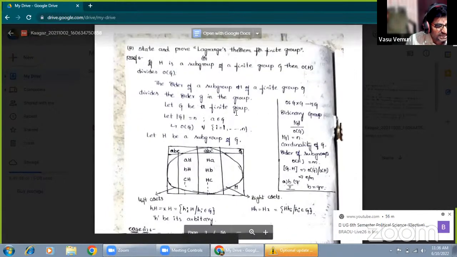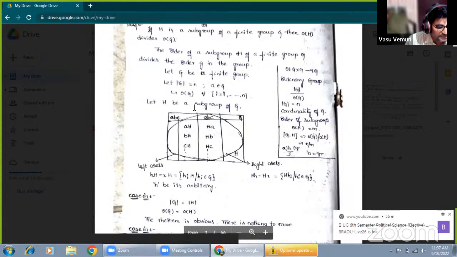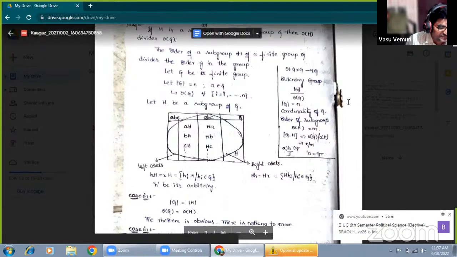First of all, let G under multiplication be a finite group. The order of the group is N, and the elements are a1, a2, and so on up to an, because the group must be finite. Suppose H is a subgroup of G. Now the elements of the group combined with the subgroup can be decomposed on the right side and the left side.